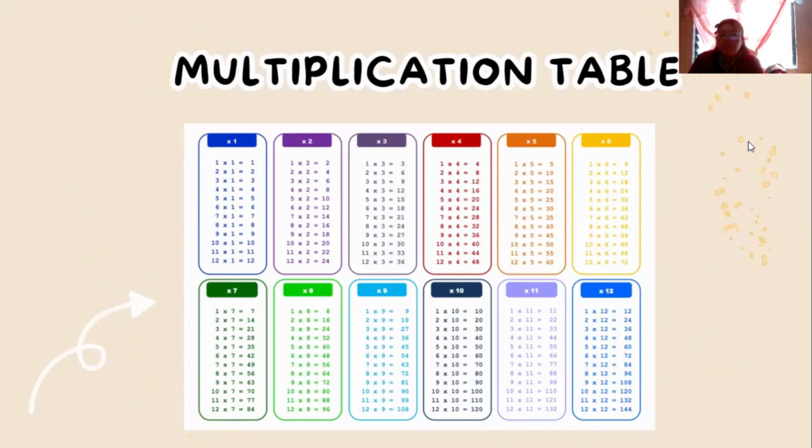1 times 5 is 5. 2 times 5 is 10. 3 times 5 is 15. 4 times 5 is 20. 5 times 5 is 25. 6 times 5 is 30. 7 times 5 is 35.